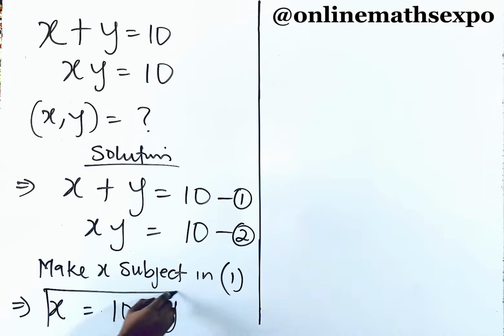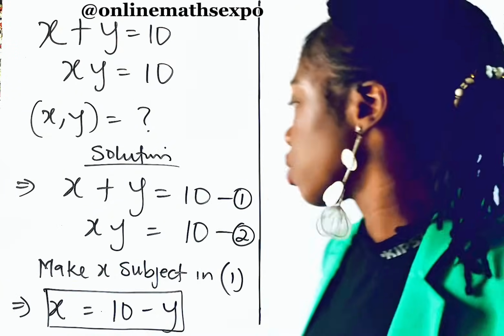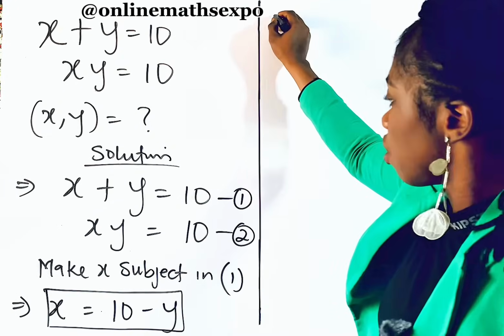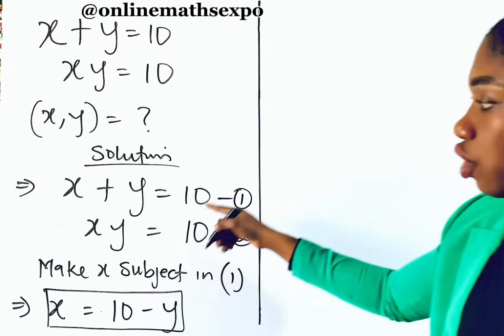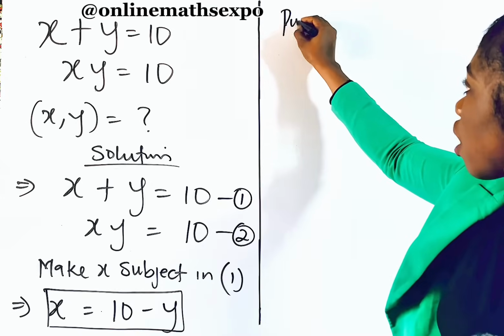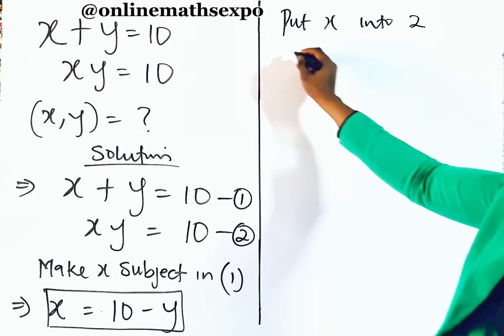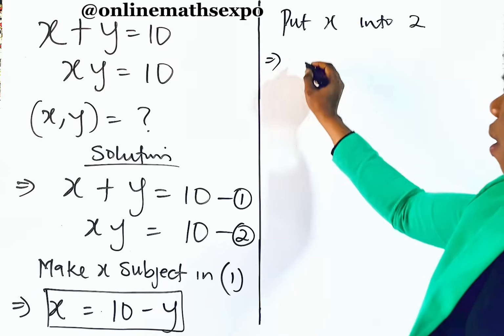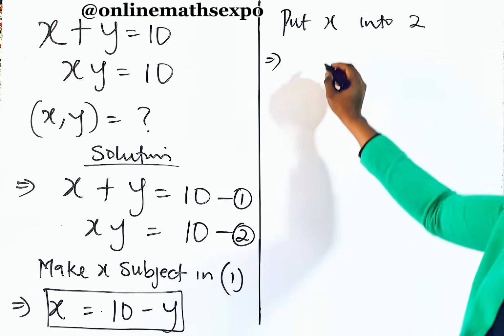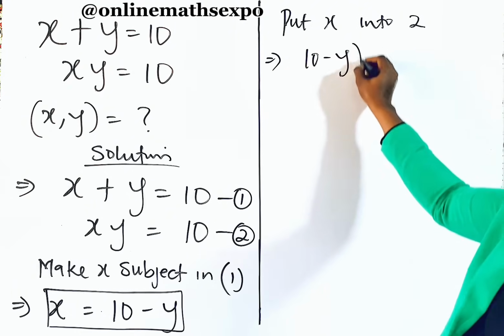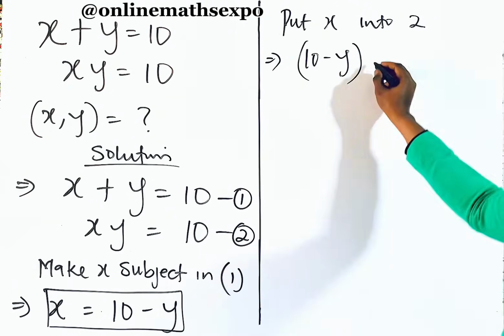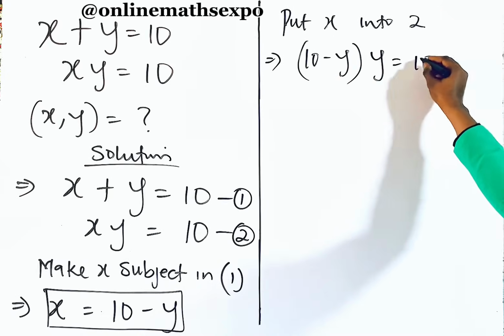So this is going to help us. We're going to put this x value in the second equation. Second equation is xy. So we're going to put x into equation 2. And that gives us, our x is 10 minus y. We have 10 minus y multiplied by y is equal to 10.